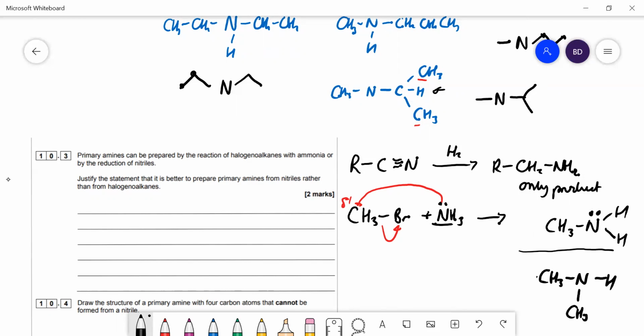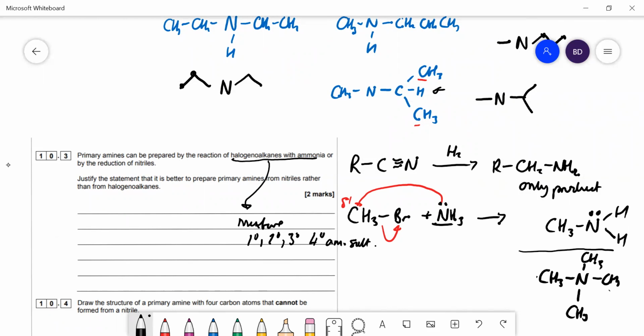You'll end up getting that, and of course that is also a nucleophile, so you can replace another one. So you get a tertiary amine, and you can even then end up, essentially you replace the lone pair and you can end up with a quaternary ammonium salt. So with this method, you can get a mixture of primary, secondary, tertiary, and even quaternary ammonium salt. Whereas with the other one, the reduction of the nitrile, you only get one product.